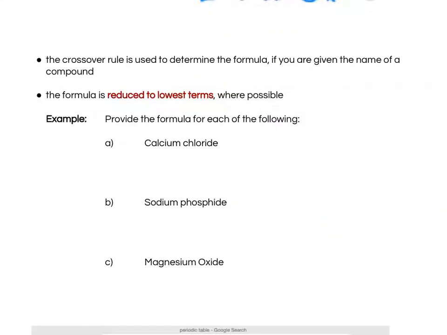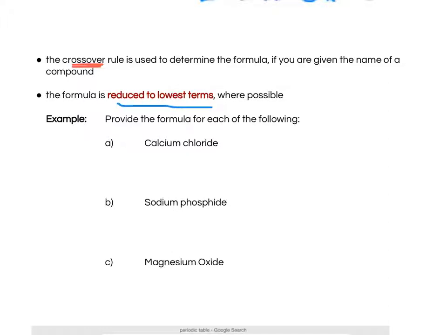So now if I'm looking to find the name or the formula for a compound given its name, then I'm going to use my crossover rule to do that. And remember that if the formula is not in lowest terms, I'm going to reduce it to lowest terms, and that's true of all ionic compounds.